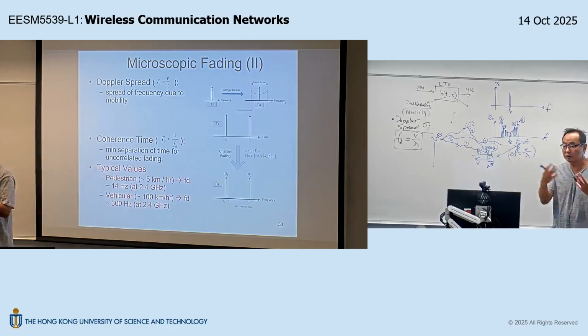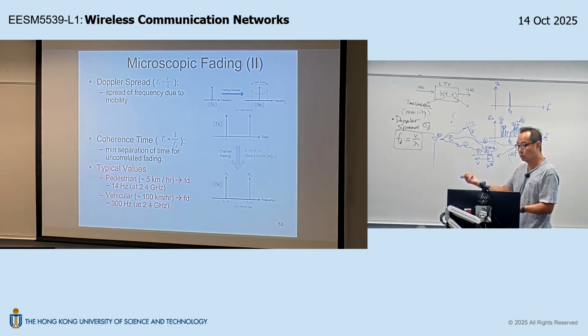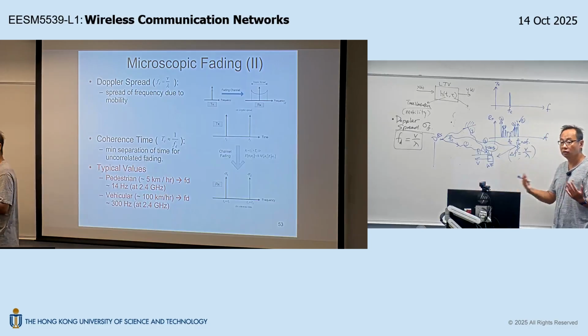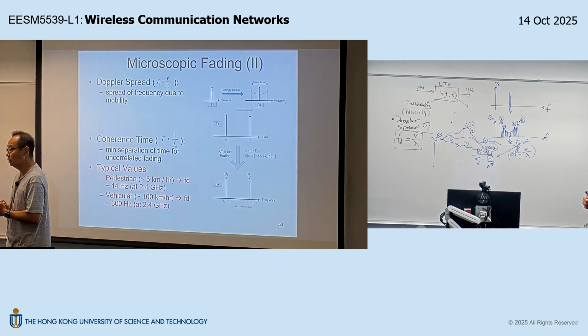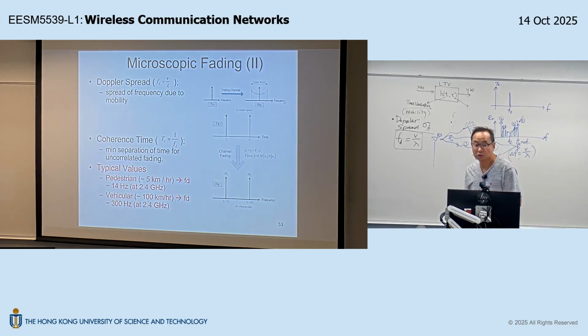If you are in a vehicular environment, let's say you are traveling on a train or MTR, versus pedestrian mobility, that is, you are holding your mobile, walking, these two groups of users will experience different Doppler spread. Which one will have a higher Doppler spread? Of course, the vehicular user will have higher Doppler spread, right? Because the speed is higher for a vehicular user compared to a pedestrian user.